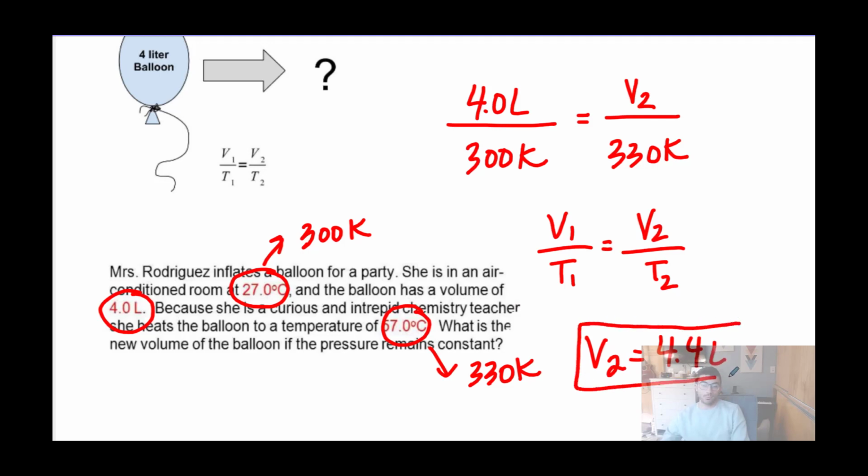That matches our prediction because we should have predicted the volume was going to increase when the temperature increases. And the temperature only increased by 30 Kelvin, so the volume should not increase by that much. Remember, it's changing by the same factor.